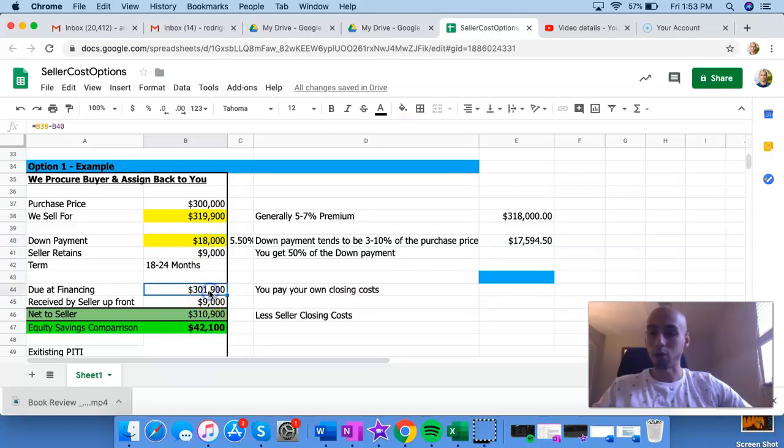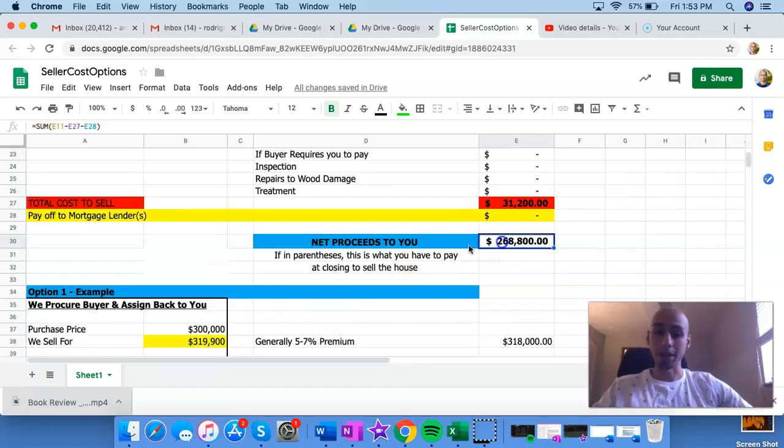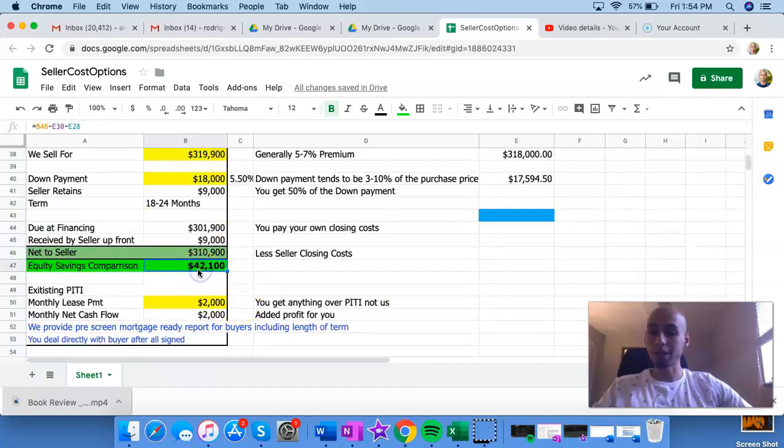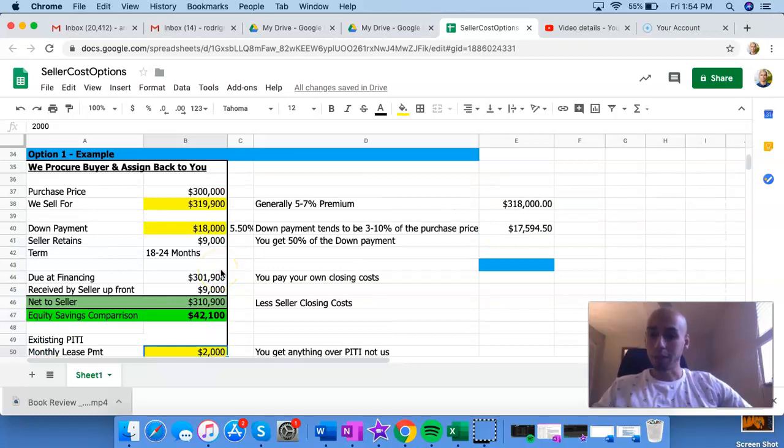So the financing is 301 because we take the buyer price and subtract the down payment, which leaves us at 301. When you factor in the seller received 9,000 up front, the net to them is 310, which is a savings of $42,000 compared to the realtor. I don't know what the mortgage is yet, but for the lease payment I usually look on Zillow or Rentometer: $2,000 a month is reasonable for a $300,000 house. And that's option one.